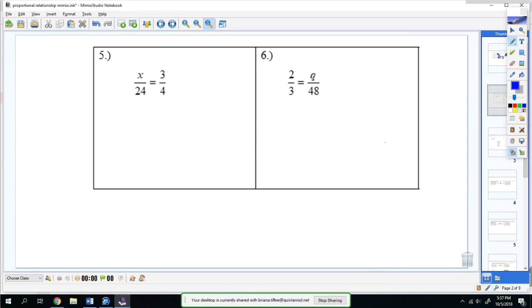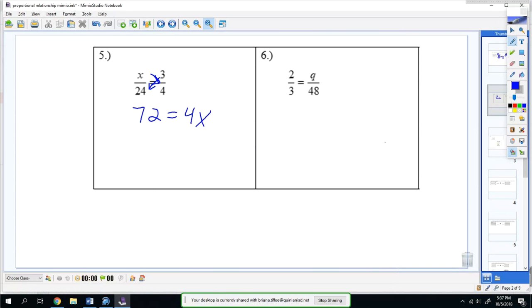Okay. Number 5. So you have x over 24 is equal to 3/4. So what we're going to do is cross multiply. When I mean cross multiply, the 3 is going to go down to the 24. So 3 times 24 is 72. And x times 4 is just 4x.